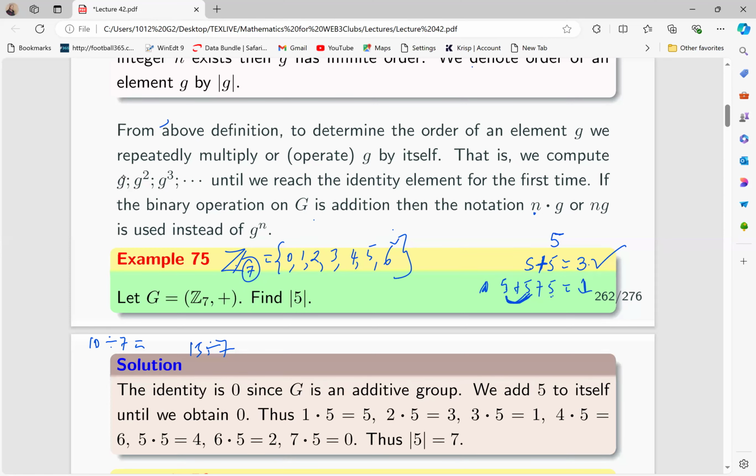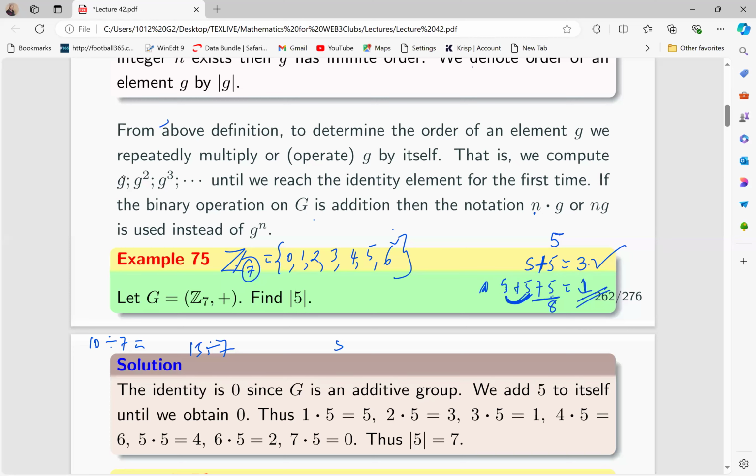So 3 plus 5 then becomes 8. But now 8 is more than 7. Since 8 is more than 7, you divide it by 7 and write the remainder, and of course you get 1. 8 divided by 7. Now, 5 3 times has given us that.